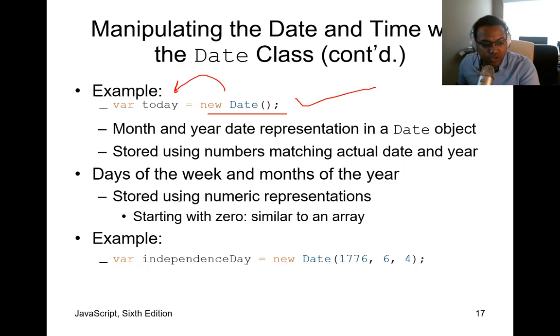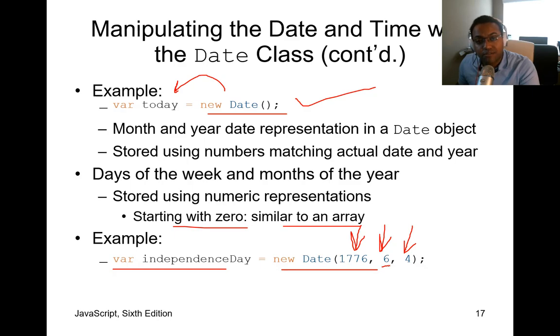Days of the week and months of the year are stored using numeric representations, starting with 0, similar to an array. And obviously, this is how they're saving Independence Day, with the overloads being year, month, and day. Now, some of you might be looking at the 6th and go, wait a minute, June the 6th is not Independence Day, and you are correct. If you do the math, everything starts at 0 in computer science. So January isn't 1, it's 0. So 0, 1, 2, 3, 4, 5, 6 will get you to July.